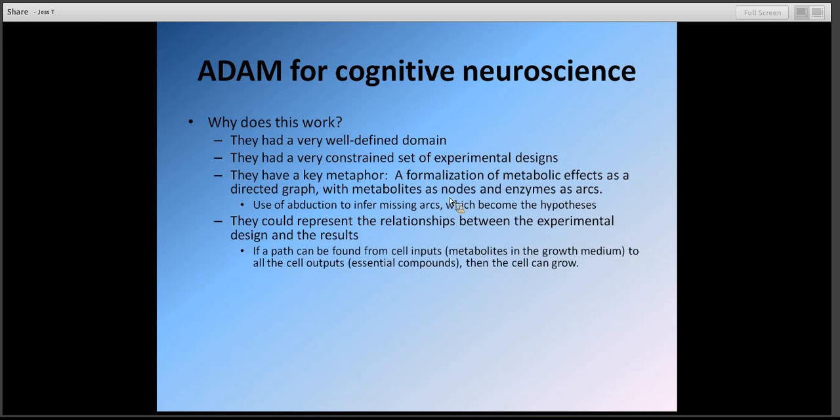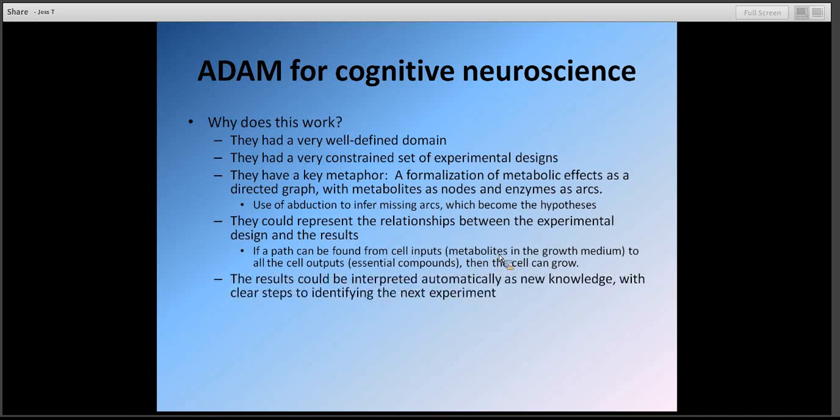In their case, find a path in this graph from the cell inputs to the cell outputs, then the cell can grow. And so what they do is say, okay, if the cell grows, we can go back and actually reason about the metabolites and the other things that we're actually interested in. And then the results could be interpreted automatically as new knowledge statements with clear steps then to identifying the next experiment and identifying what's going on with the missing arc, what other arcs are still missing. We just don't have that for cognitive neuroscience, but that's part of what we're all trying to do, in a sense.